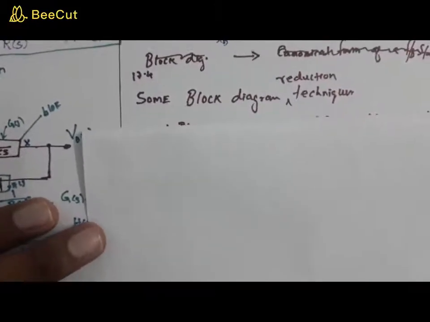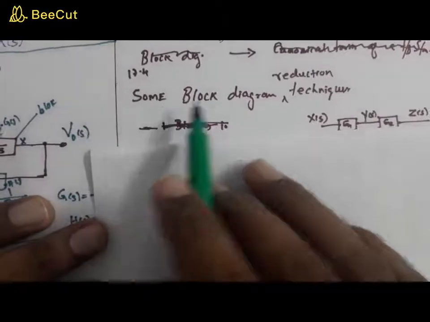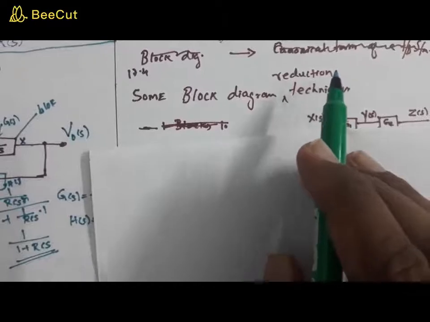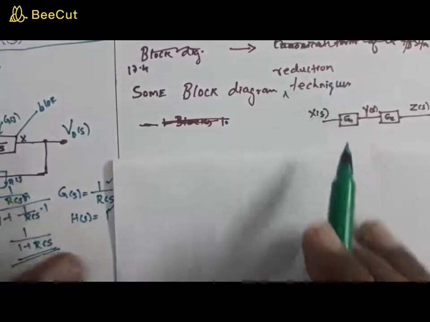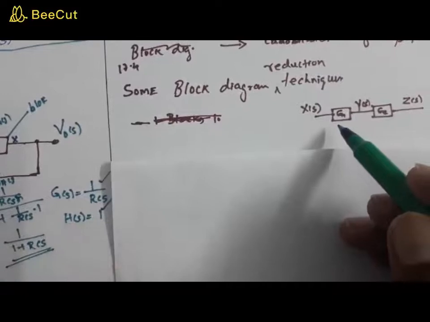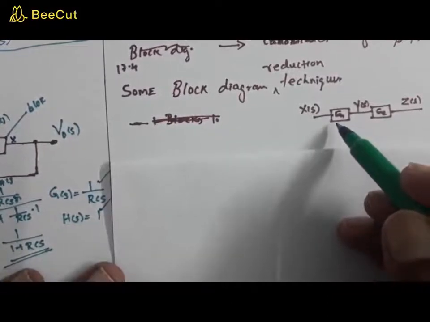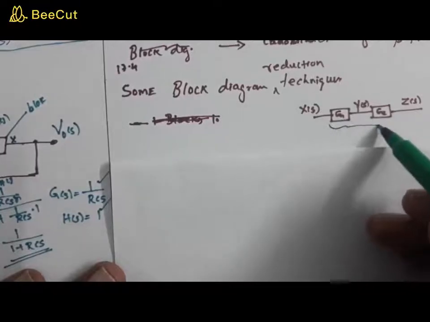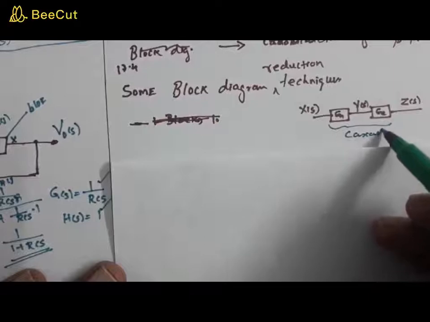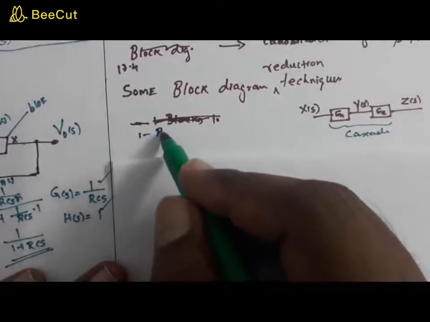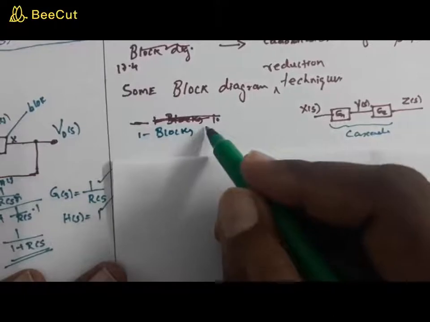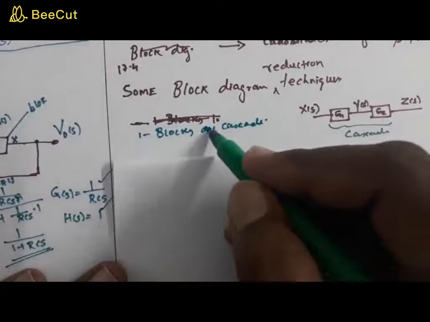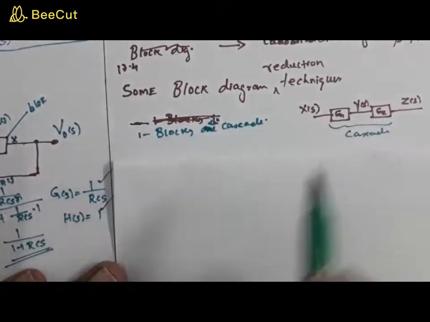Now let's see some of the simple block diagram reduction techniques, or some of the scenarios that we come across when we deal with complex block diagrams. You can see in some block diagrams a combination of two blocks like this, G1, G2. This connection we call the cascade connection. So this is a scenario where blocks are cascaded. You can call this scenario blocks in cascade.